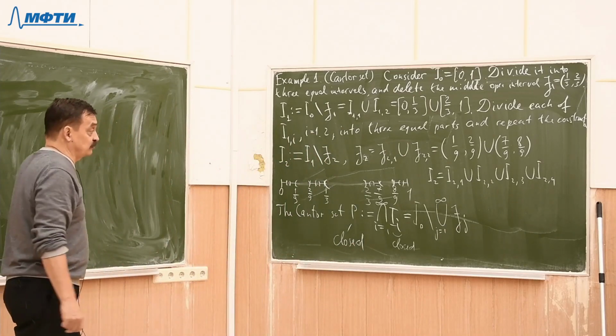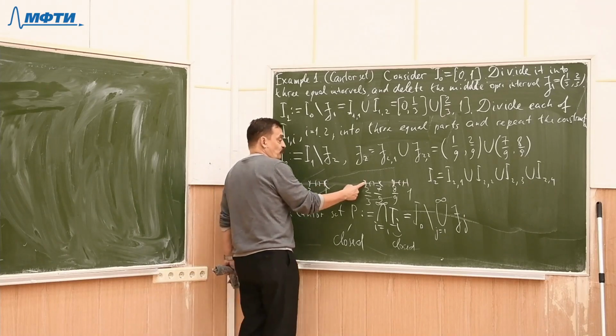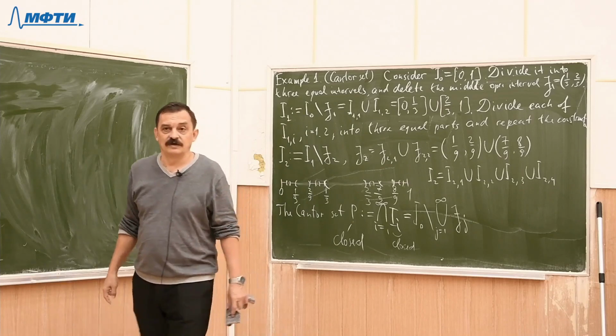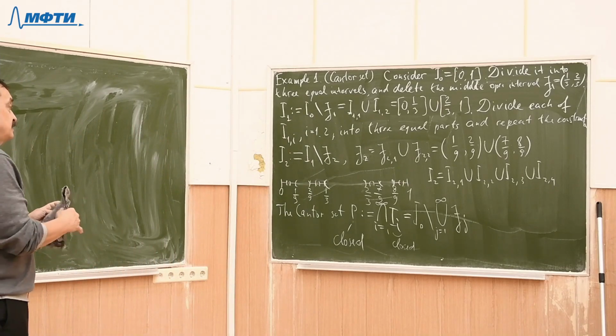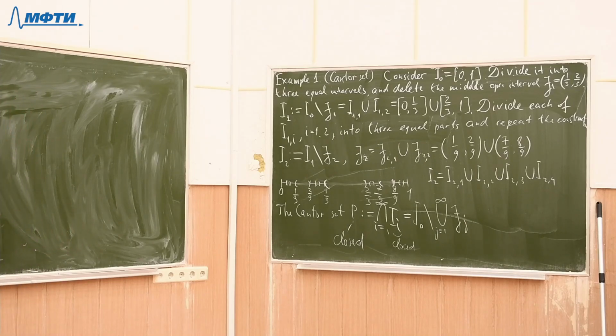Of course, it is not empty because obviously the ends of the intervals are included in P, right? But surprisingly, it is an uncountable set. So let us prove P is uncountable.